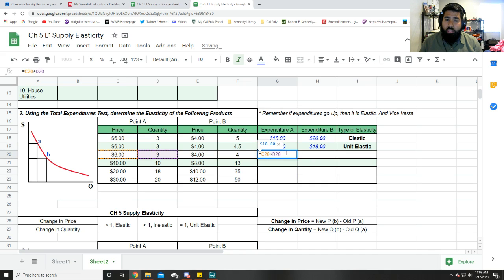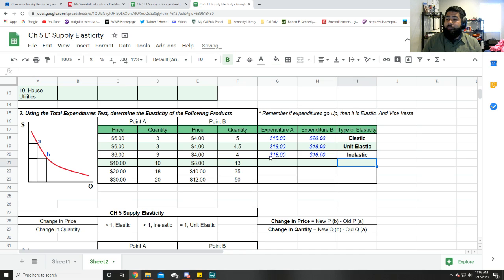All right, and if you look at the function, you can verify it. It is multiplying those two spots right there, which again is $6 times 3, which is $18. Now if we go down to this other one right here, it is now $16. So this time we went at $4. We're buying a quantity of 4 rather than 4.5 or 5. So since our expenditures went down, that would mean that this is now an inelastic product.